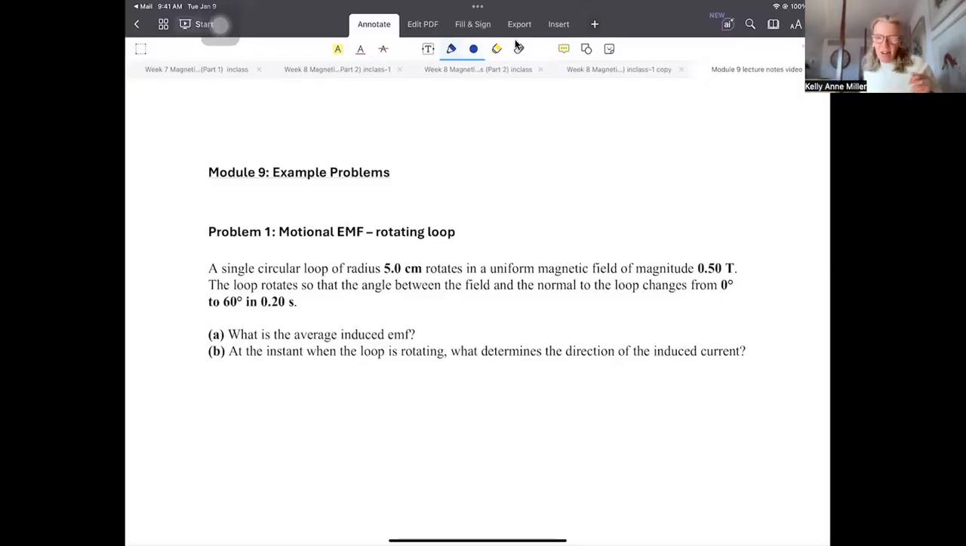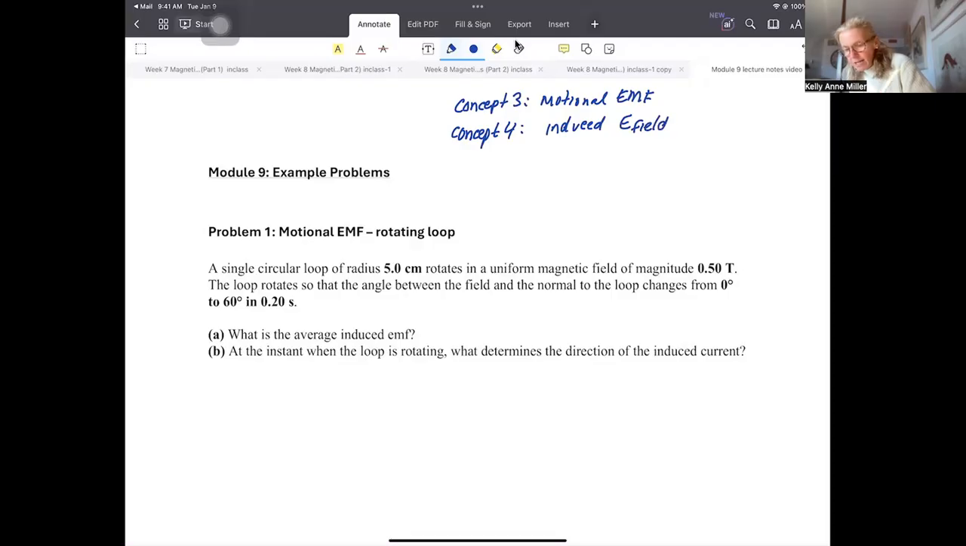Okay, so in this video, I'm going to go over four examples from the last two concepts in Collage. Concept three is this idea of motional EMF. And then concept four is this induced electric field idea.